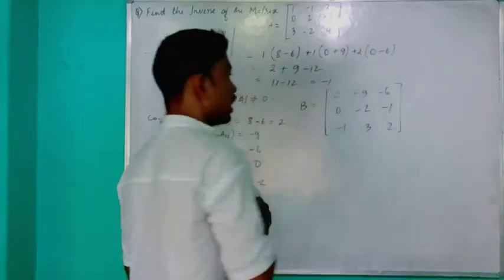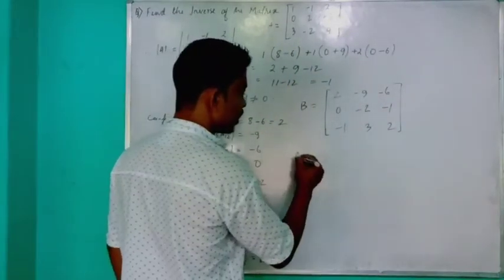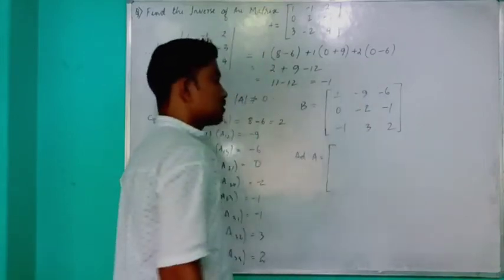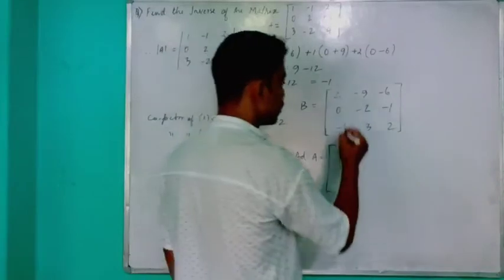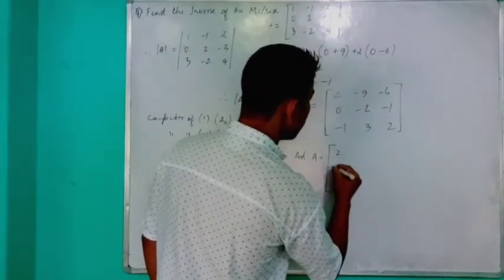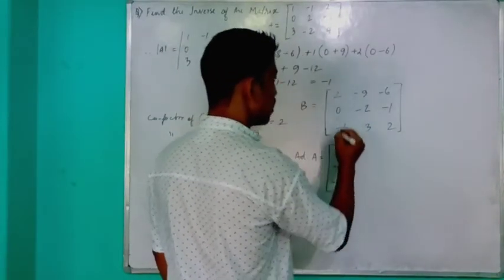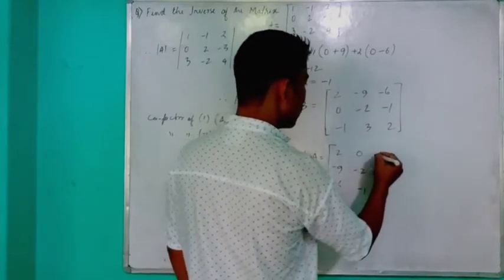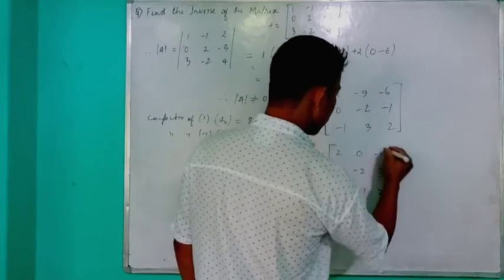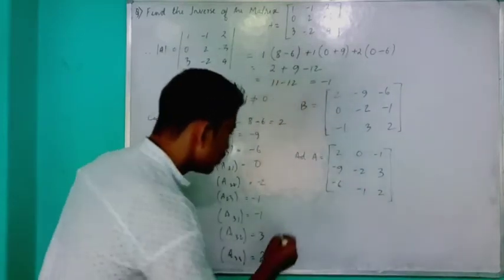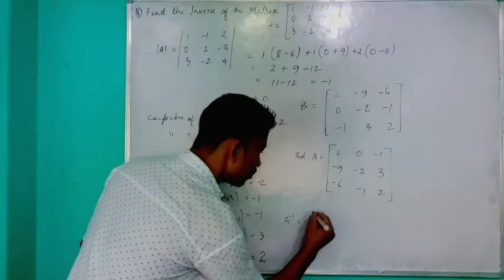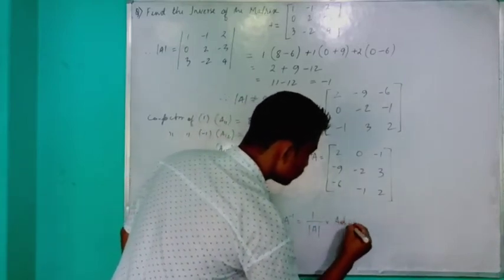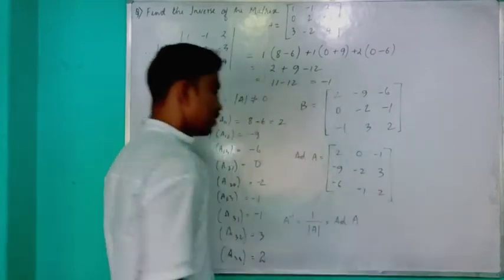So now to get the adjoint, what will I do? I will simply write the adjoint of A will be equal to the transpose of this matrix. So what will be the transpose of this matrix? The transpose of this matrix will simply be 2, minus 9, minus 6, and then 0, minus 2, and minus 1, and then minus 1, 3 and 2. Okay, so now the inverse of the matrix, A inverse, will be equal to 1 divided by the determinant of A into the adjoint of the given matrix A.